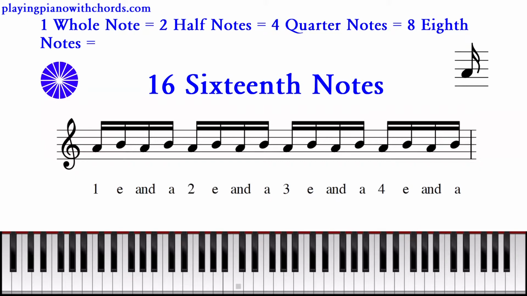To count 16th notes, you need 4 beats for each quarter note, so you count 1 e and a, 2 e and a, 3 e and a, 4 e and a. So with a metronome, it's 1 e and a, 2 e and a, 3 e and a, 4 e and a. This way of vocalizing the rhythm helps a lot if you want to figure out certain pieces of music.